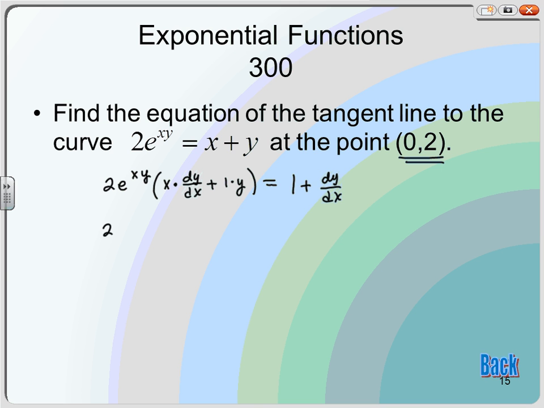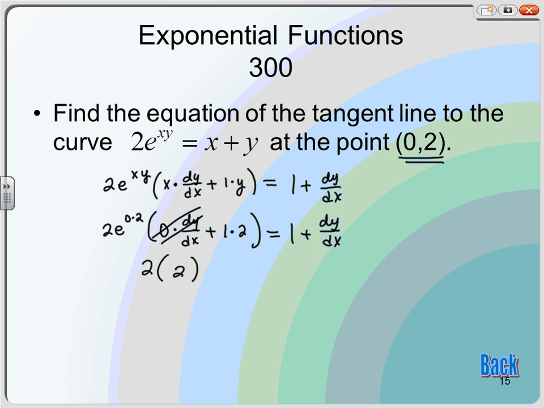So I have 2e^0 times (2 + 0 times dy/dx) plus 1 times 2 equals 1 plus dy/dx. So 2 times e^0, which is 1, so 2. The term with dy/dx is knocked out at 0, plus 2, times 2, equals 1 plus dy/dx. That's 4. Subtract the 1 over, I get 3 equals dy/dx. Well, what is dy/dx? The slope at that point, so that's your m value.